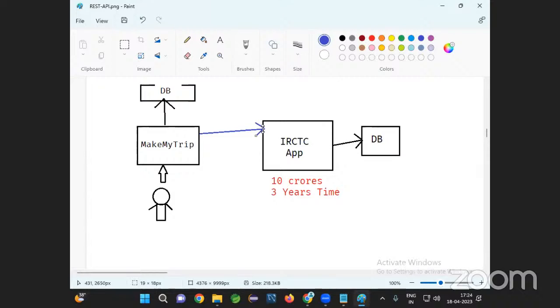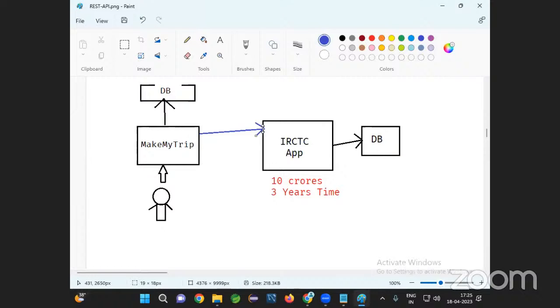What logic will execute, you don't know. I will not tell you. That is my secret business. That is my complex business logic. You just want ticket booking. You should not know what logic we have written. I will not give you my logic. You need ticket booking. Let us do one dealing.